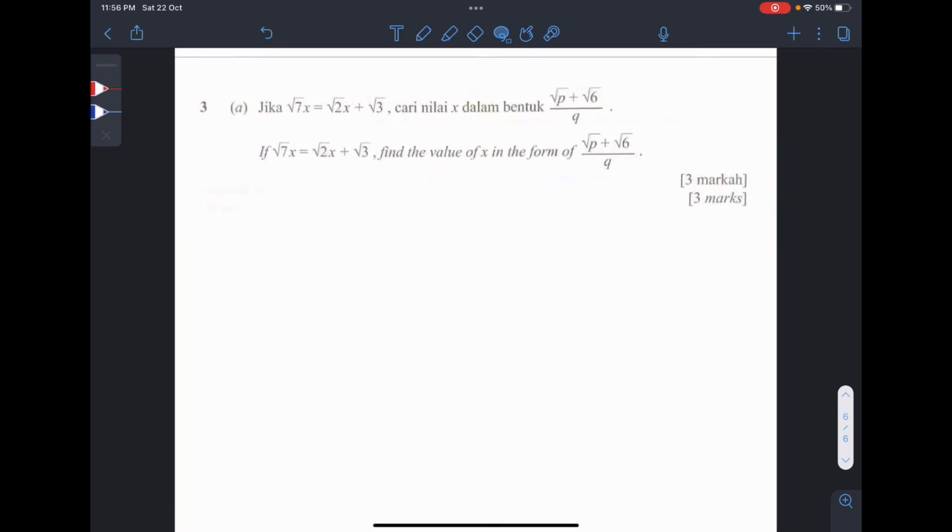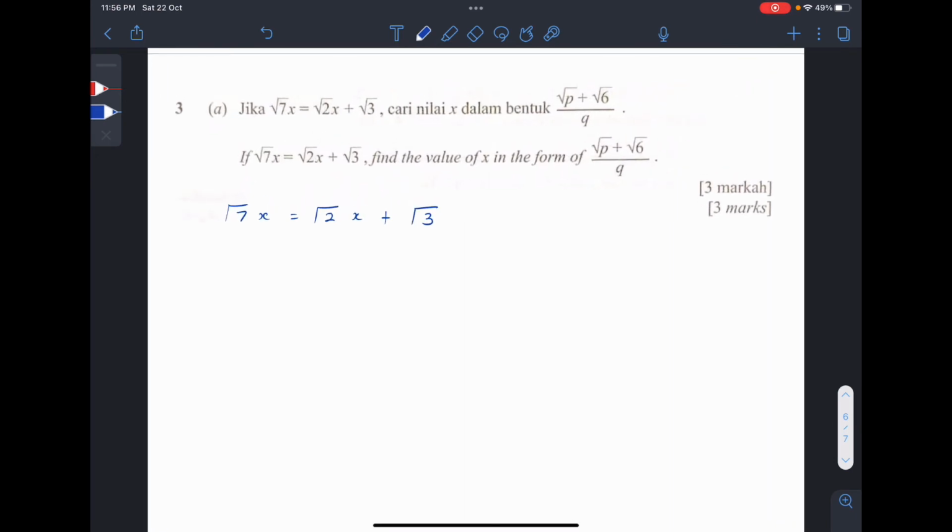We are on the third question right now. Okay, so if root 7x equals root 2x plus root 3, find the value of x in the form of root p plus root 6 over q. Okay, let's think about what we're going to do here. I think the first thing that I want to do is move the x's together. I want to put them together. So I'm going to move root 2x to the left side.